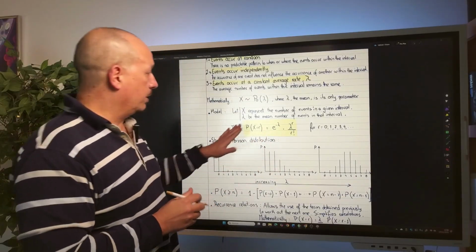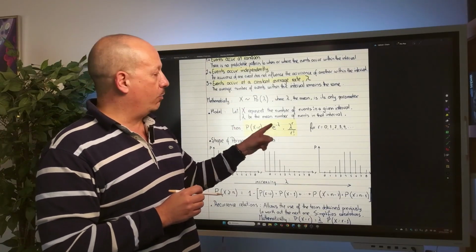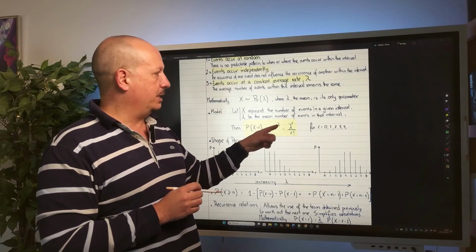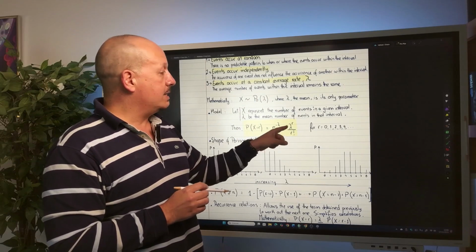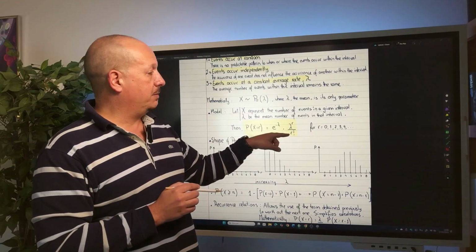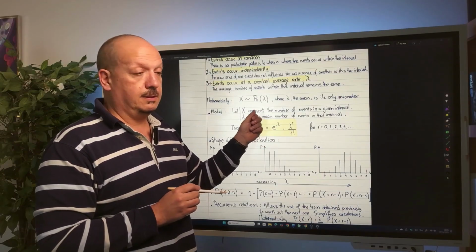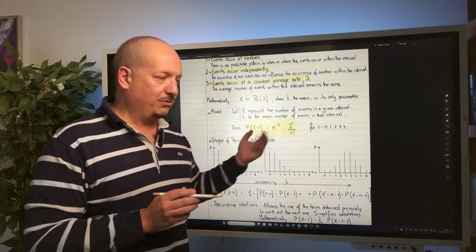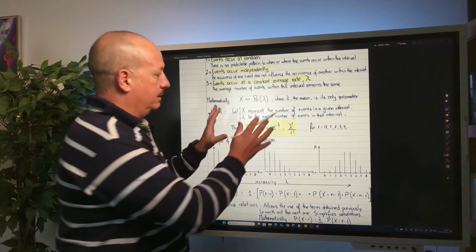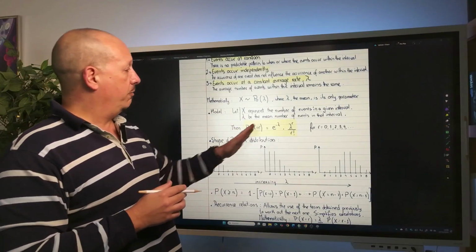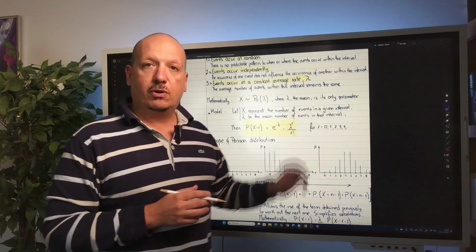So the probability that x equals r equals what? Equals e to the power of minus lambda. Don't forget what lambda is. It is the only parameter of the distribution, times lambda to the power of r divided by the factorial of r. This is what you need to do for whatever value that r can have, from 0, 1, 2, 3, 4, etc.